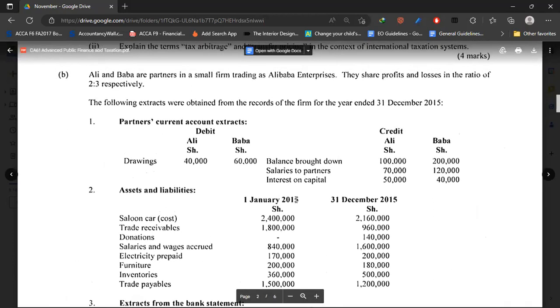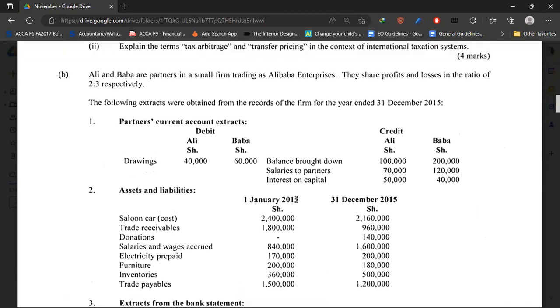Alibaba, someone to read, please. I'll read. Okay. Ali and Baba are partners in a small firm trading as Alibaba Enterprises.